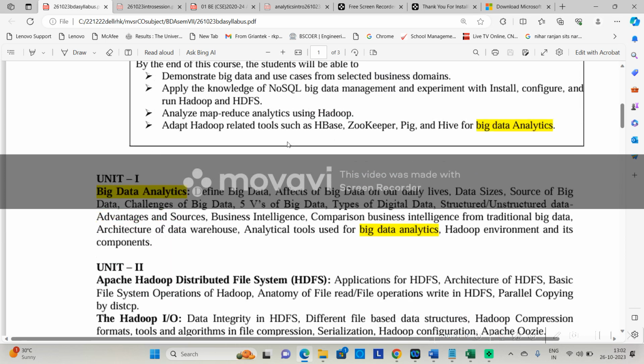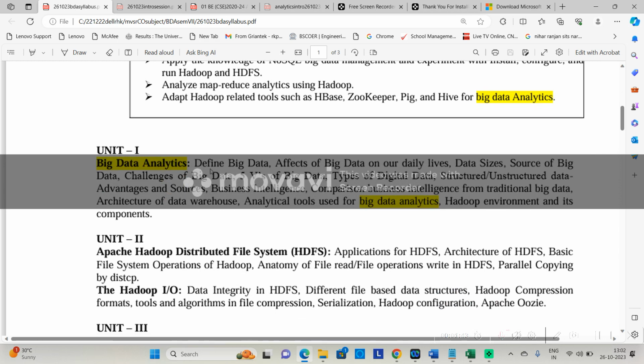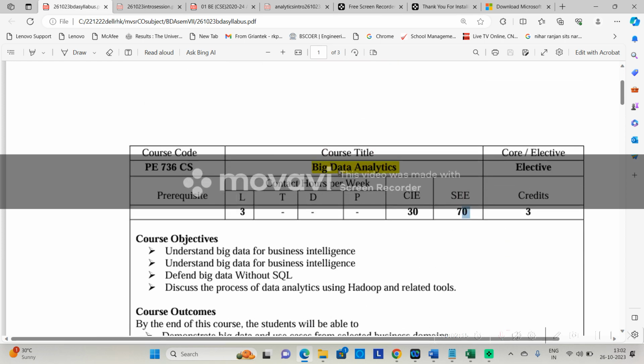for the subject Big Data Analytics. The first unit consists of basics of big data analytics, including definitions, how they are affecting our lives, data sizes, challenges of big data, the 5 V's, types of data, business intelligence, traditional big data, data warehouse architecture, analysis tools, Hadoop environment and its components. So, in our today's introductory session, let us focus on the 3 words of the course title, Big Data and Analytics. Let us try to decipher them through our introductory session.